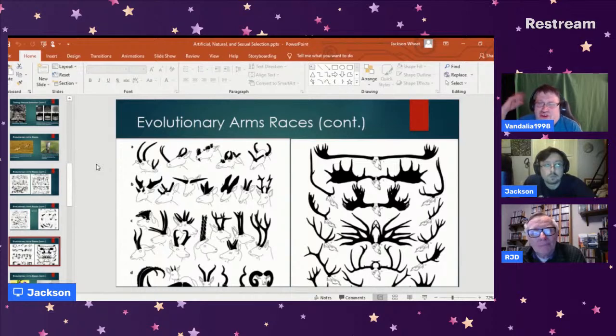Because the fighting might break off a piece, and then you're humiliated. Either nothing happens, or that half of an antler could leave you unable to fight against a predator later on.